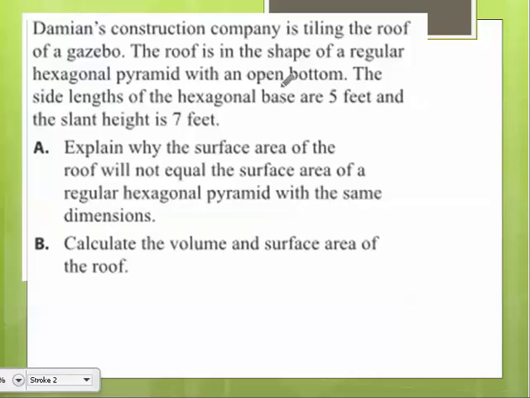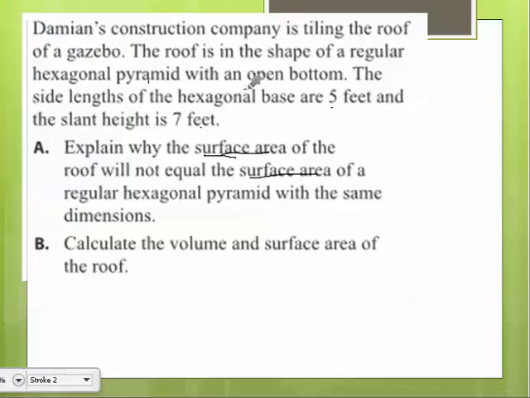Moving forward. Damien's construction company is tiling the roof of a gazebo. The roof is in the shape of a regular hexagonal pyramid, with an open bottom. The side lengths of the hexagon base are 5 feet, and the slant height is 7 feet. So how do I find the surface area of the roof? Oh, they're asking, why is the surface area of the roof not equal to the surface area of a regular hexagonal pyramid with the same dimensions?